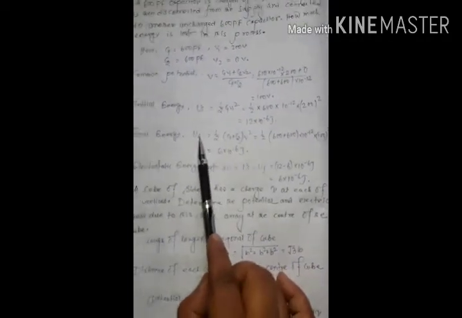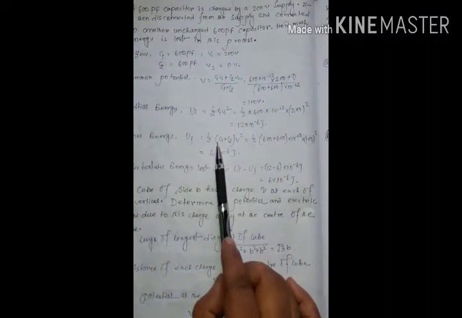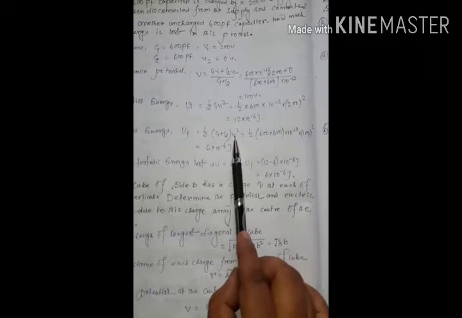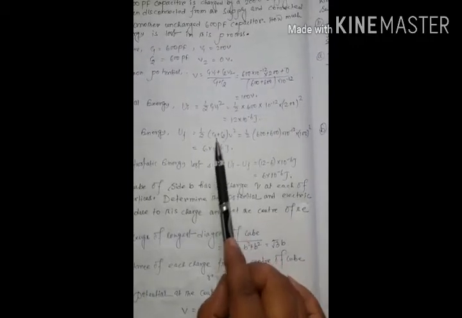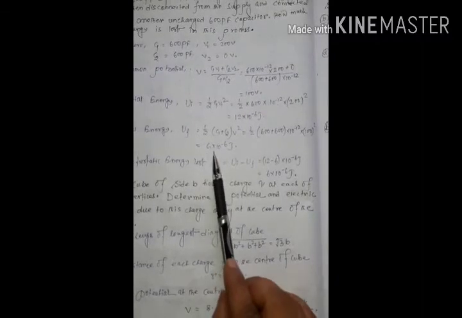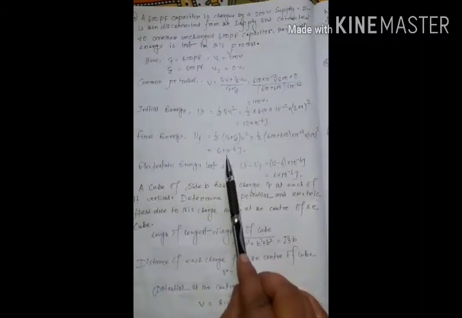Clear? Now after connecting the two capacitors, the final energy is the energy stored by the combination of capacitors. So therefore the final energy Uf = 1/2 (C1 + C2) V squared, where V is the common potential. Now by putting the values of C1, C2 and V, we get the final energy Uf = 6 × 10^-6 joule.